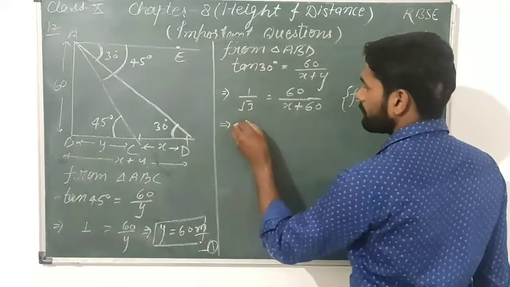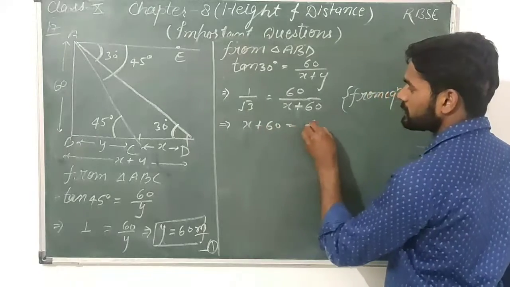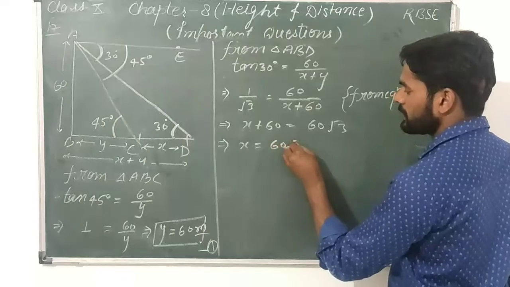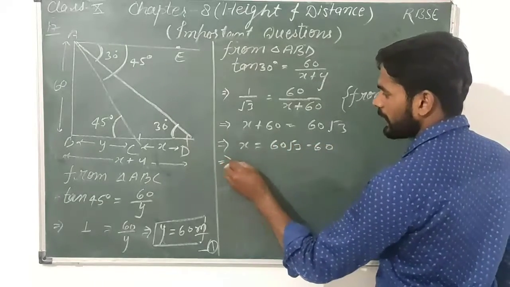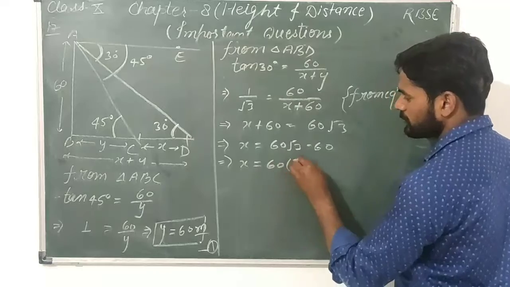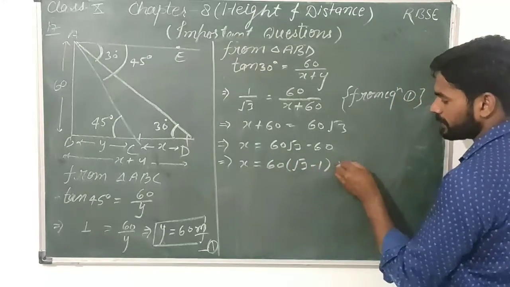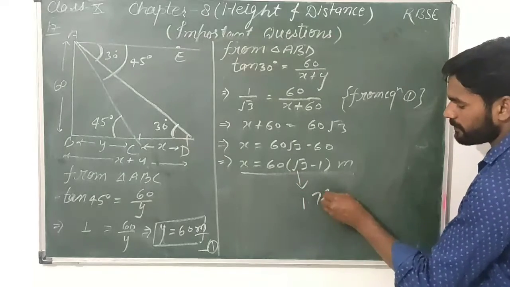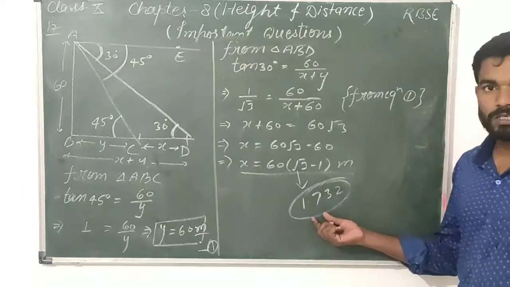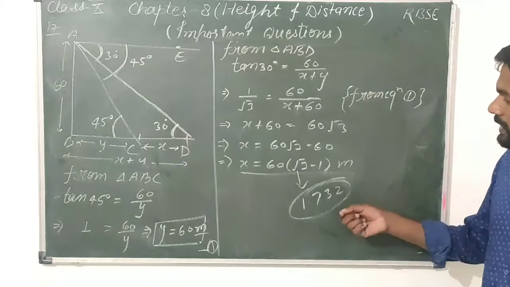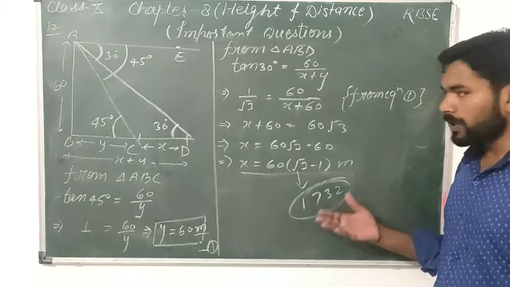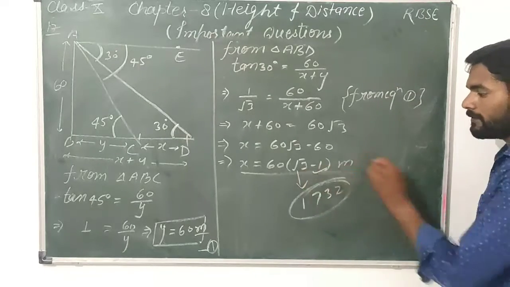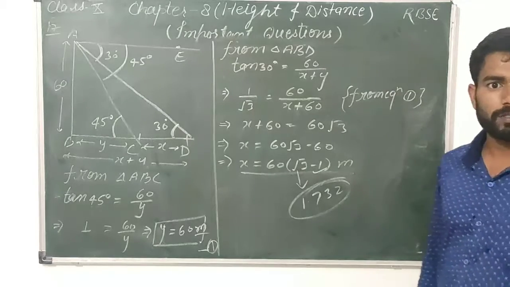Cross multiply, x plus 60 is equal to 60 root 3. Finally x is equal to 60 root 3 minus 60, and x is equal to 60 common, root 3 minus 1 meter. You can apply the value of root 3 also, which is 1.732. If in the question this value is given, then you have to apply. If not given, it depends on you. If you want to apply, then you can apply. Otherwise, no need, leave it here. It is also the correct answer of this question.